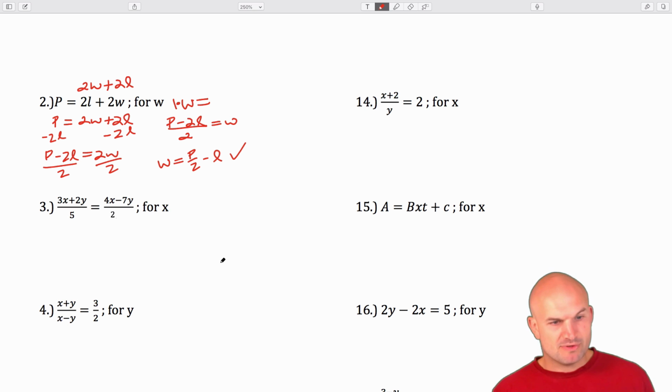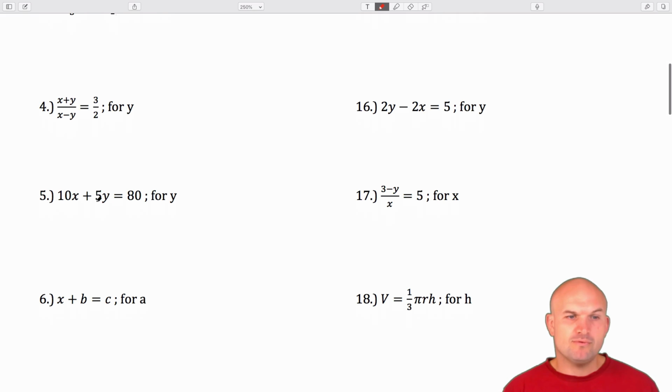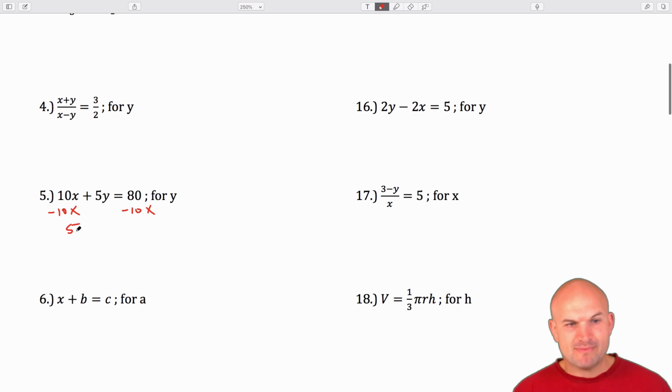I'm going to skip over number 3 and number 4. Let's go ahead and do number 5. Again, you can see here we have this y. What's happening? Well, this y is being added by 10x and it's being multiplied by 5. So first we want to undo the addition or subtraction of the variable. Since it's being added by 10x, I'm going to subtract a 10x. Again, you cannot subtract 10x from 80. So it's going to be 5y equals 80 minus 10x, and now let's just divide by 5.